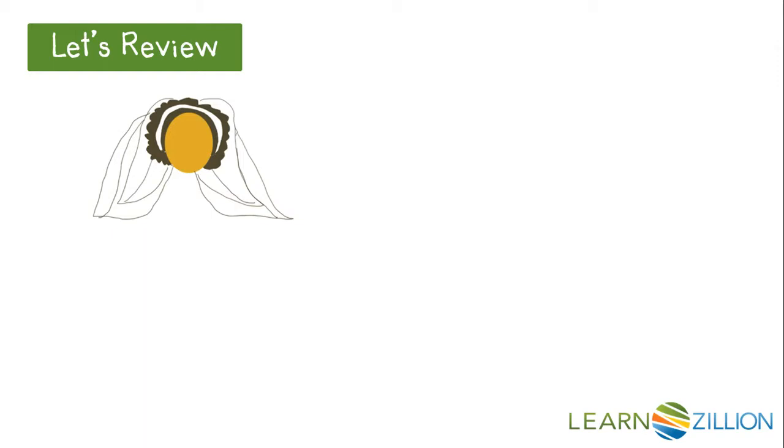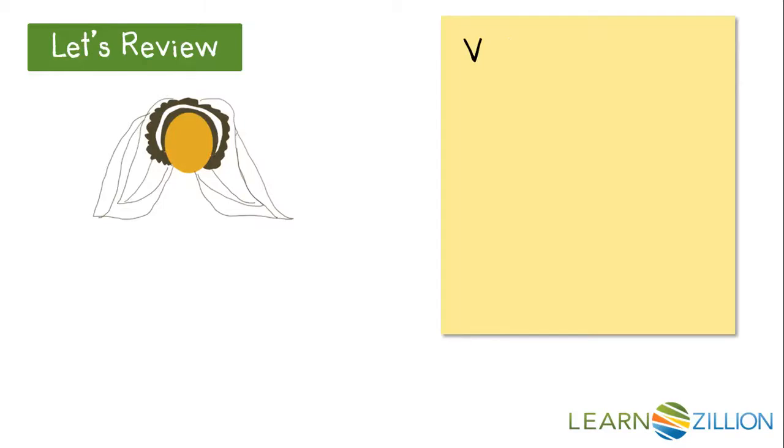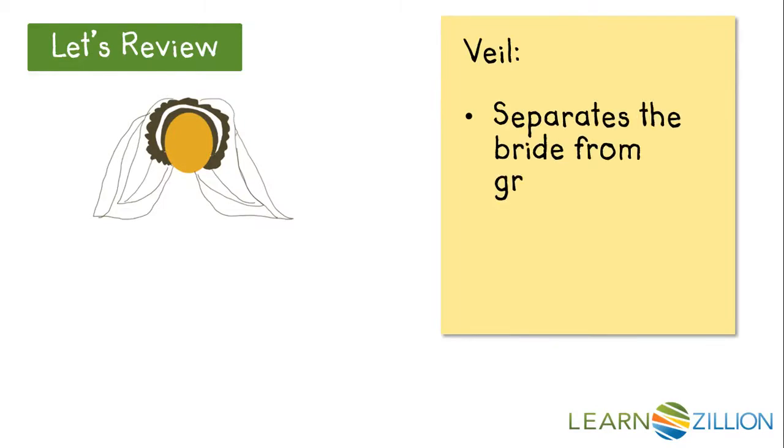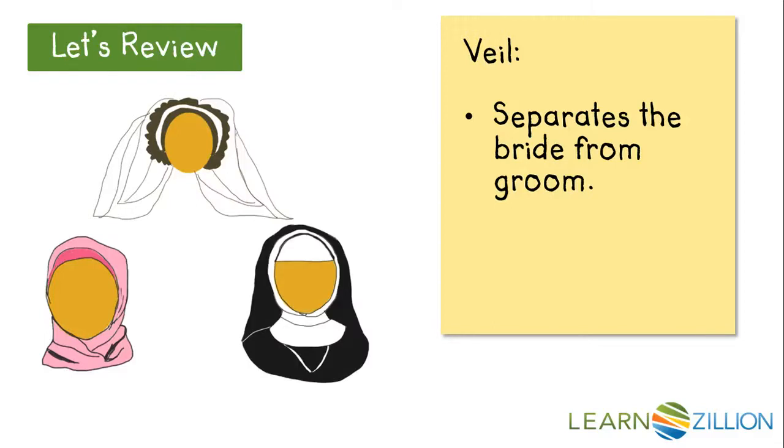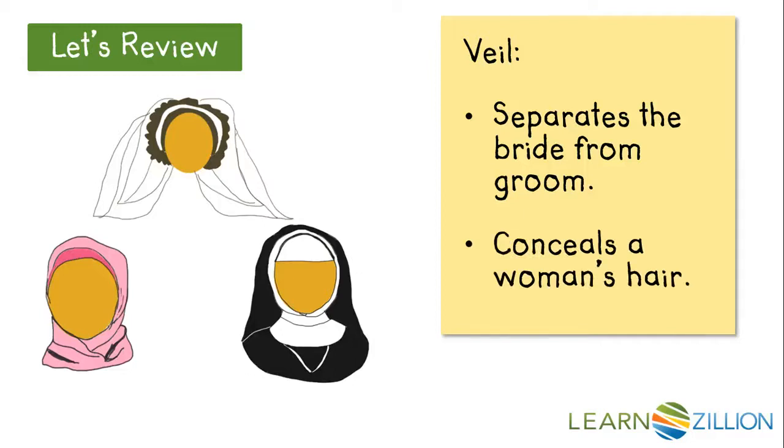So let's think about what we know about a veil. A veil is a piece of cloth that covers the bride's face, and it's used to separate the bride from her groom. So the veil can be separating the bride from the groom. But also know in many religions and cultures, such as the religion of Islam, that women wear a covering on their heads, which is sometimes called a veil, and that in the Catholic religion, as part of the habit, the nun wears a veil, which is the piece that frames her face. And they wear these to conceal their hair. So a veil can be used to separate and to conceal.